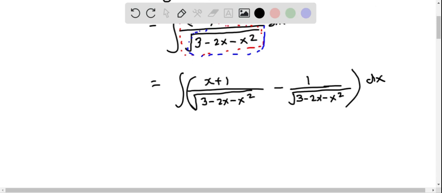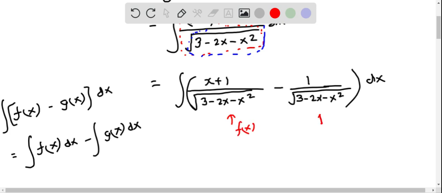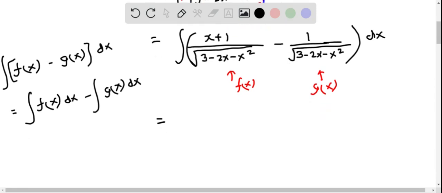Now this looks like the integration of a difference, which is equivalent to the difference of the integrals. Suppose you use this formula: the integral of f of x minus g of x dx, an integral of a difference, is equal to the difference of the integrals. So this could be written as the integral of f of x dx minus the integral of g of x dx. I'm going to use the same property over here, considering this as f of x and the second fraction as g of x.